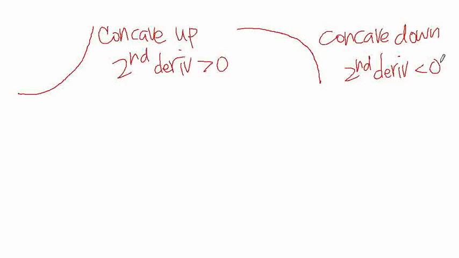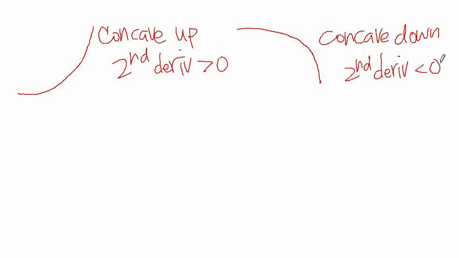So why does concavity have to be related to the second derivative? Think about what a derivative is. It's the rate of change of a function. So the second derivative is the rate of change of the derivative. It's the rate of change of the rate of change. What does that mean?